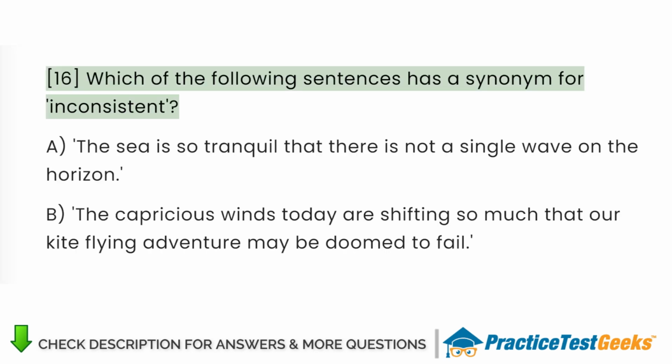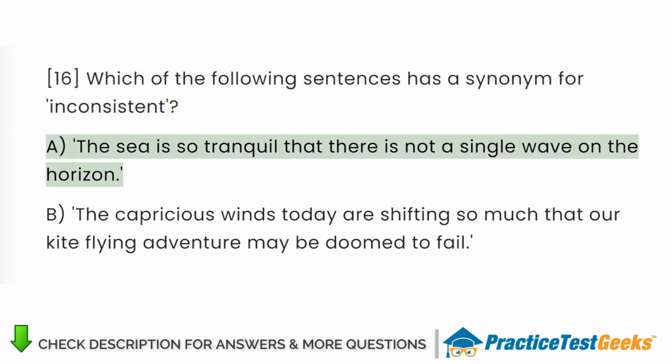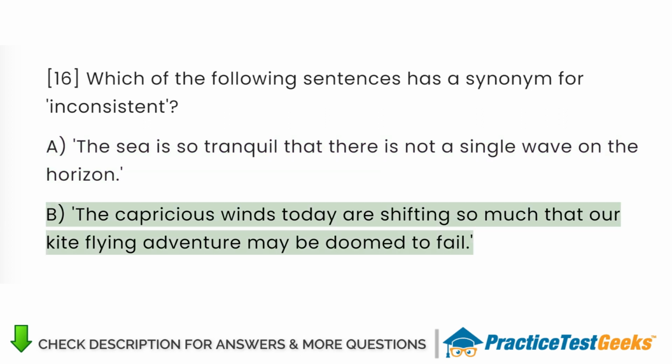Which of the following sentences has a synonym for inconsistent? A. The sea is so tranquil that there is not a single wave on the horizon. B. The capricious winds today are shifting so much that our kite-flying adventure may be doomed to fail.